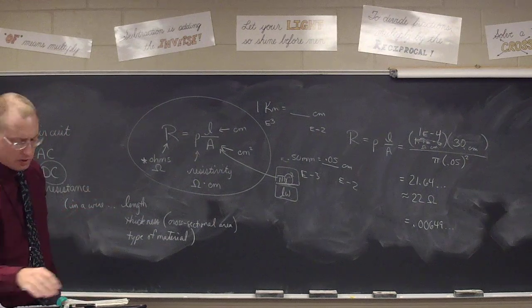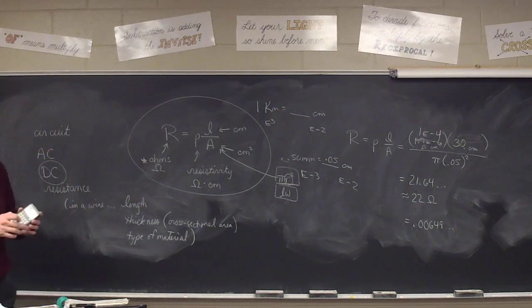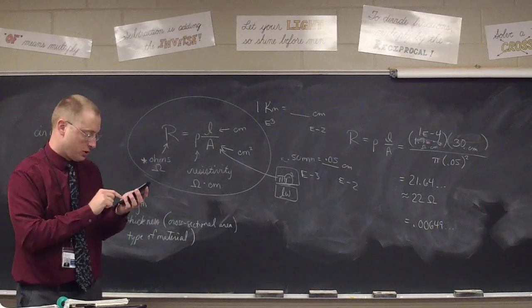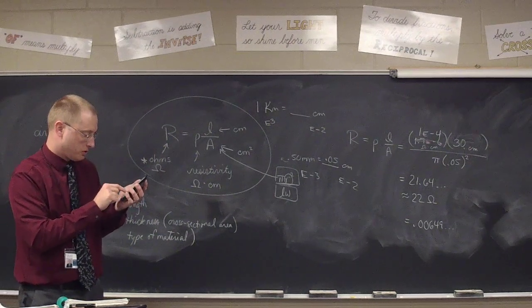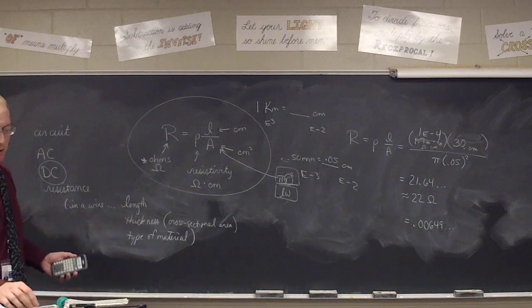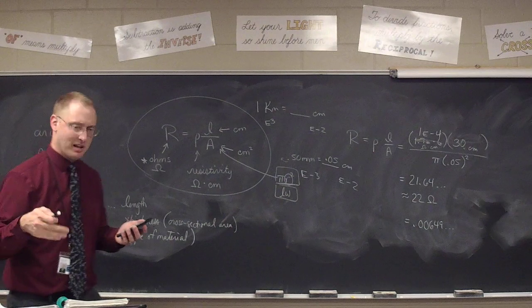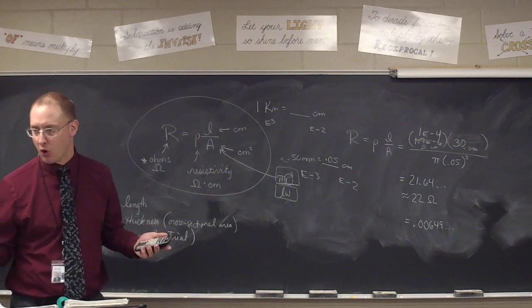That would almost give me, go ahead and plug that in. I want to say it's somewhere around a full ohm of resistance. I may be wrong. 1E-4 times 30 divided by pi and also divided by 0.05 squared. Yeah, almost 1/2 ohm is what I'm getting. 0.38. So we're approaching an ohm's worth of resistance.